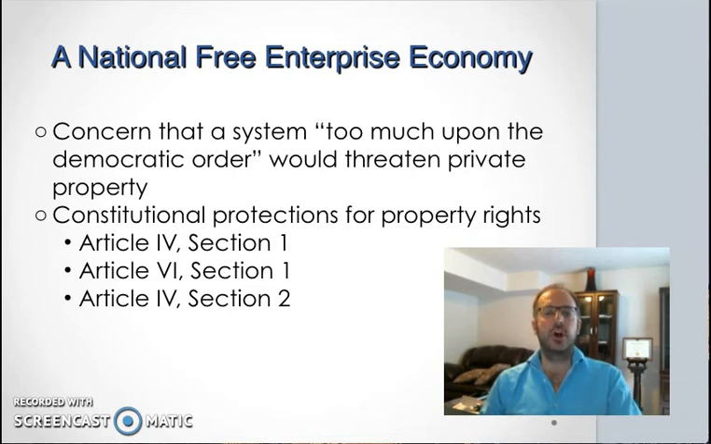The third one is Article 4, Section 2, the Privileges and Immunities Clause. What this states is that residents of one state shall not be discriminated against by other states. Basically, every citizen has equal rights regardless of what state you're from, where you are. So Virginia can't discriminate against people from Maryland, for example.